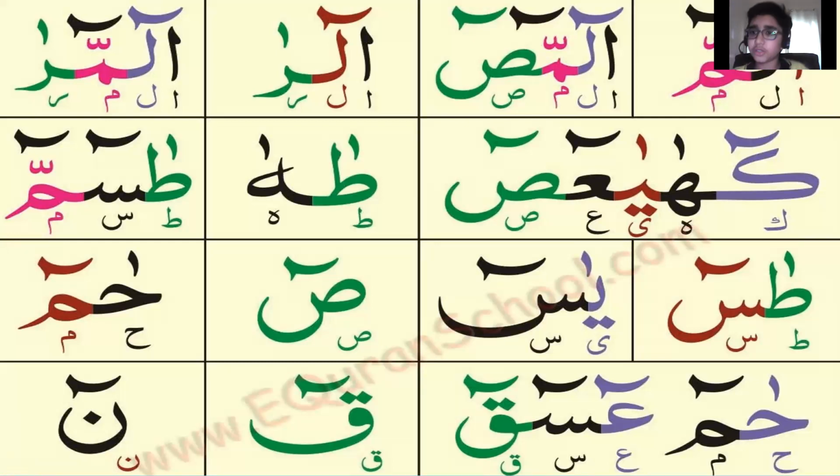Okay, now let's move on to the next combination of letters. It is alif, lam, mim, ra. So here we have a kara zabar. So let's continue. Alif, lam, mim, ra. Okay, this was an easy one.